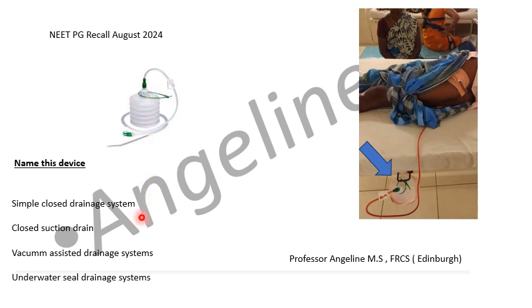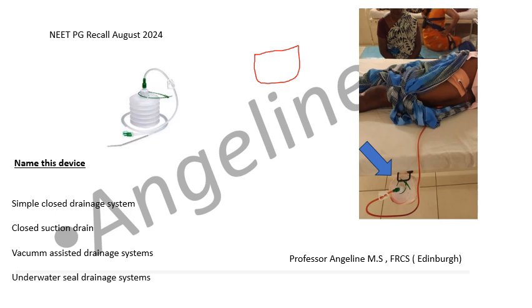Let's go through the options. Is it a simple closed drainage system? No, it is a closed drainage system, but it is not simple. You have seen these simple ones. Is it a closed suction drain? Yes, it is a closed suction drain because you can press this and it will give a negative suction. Is it a vacuum assisted drainage system? No, it is not vacuum assisted drainage because if it were, the tube would be connected to a device where you can adjust the pressure. It is not a vacuum assisted device.